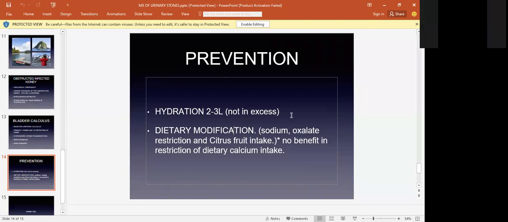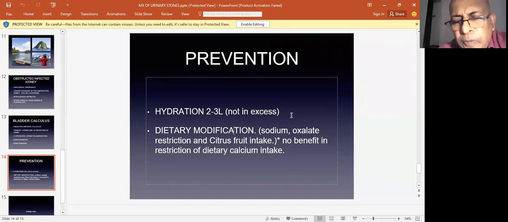Excuse me, sir. Yeah, go on. Sir, in the context of an obstructed or infected scenario, until the percutaneous nephrostomy can be done, as a house officer, what are the other steps that we should take with the patient?